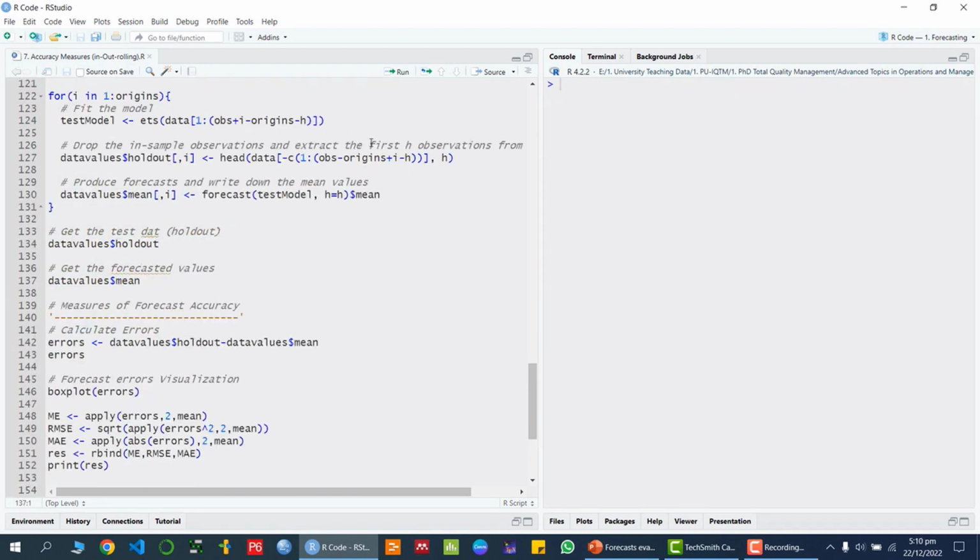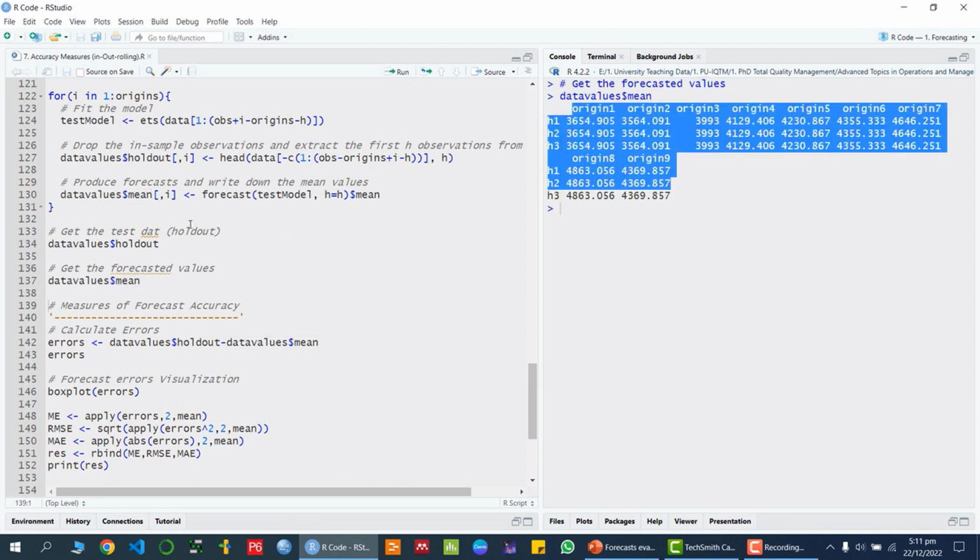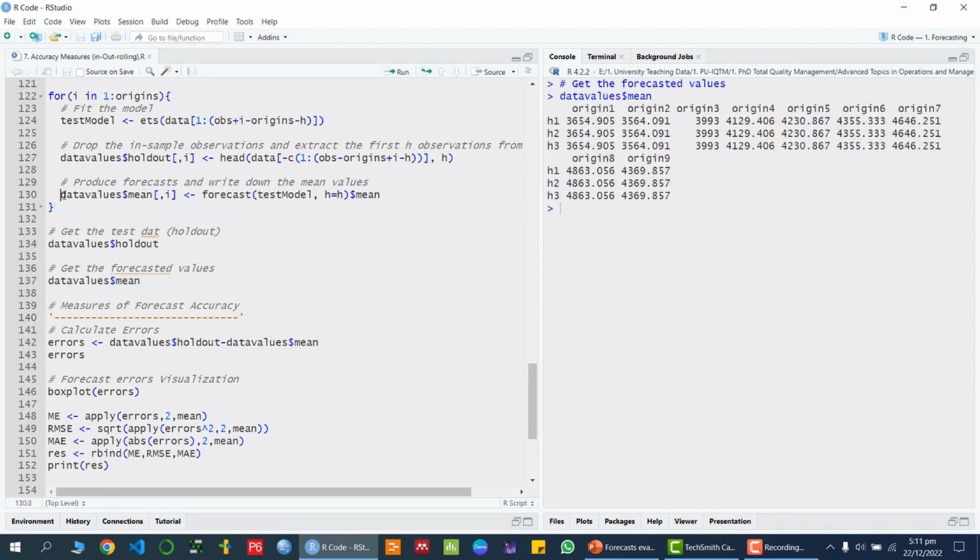Now I want to calculate the forecasted value. So how can I do that? I can use the command data values dollar mean. With the help of this command, I can get the predicted value, because we have already calculated the forecasted value with the help of this one, with the function forecast.